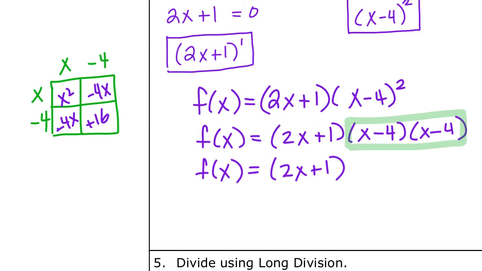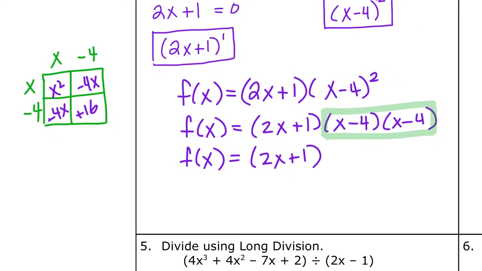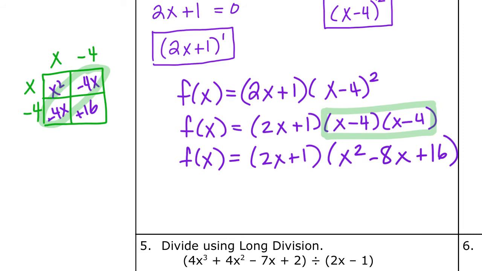Okay, so for just that green part, I'm going to pull out everything from the box over here. So I had x squared. Then I have 2 terms that have x in them, so I'm going to combine them. Negative 4 and negative 4 would give me negative 8. And then my last thing is plus 16. Okay, so we're almost there.